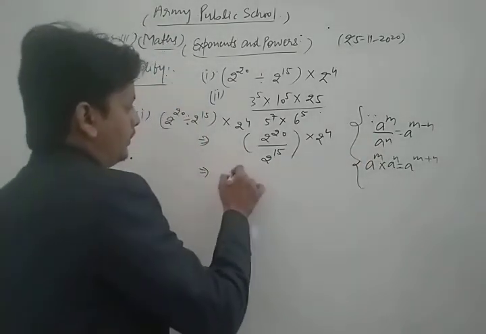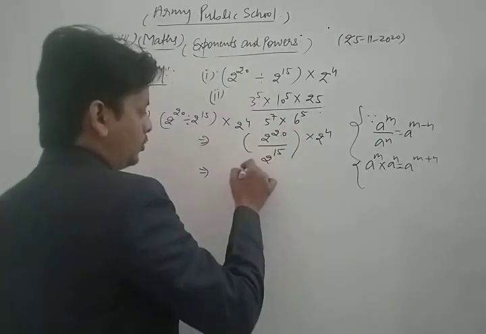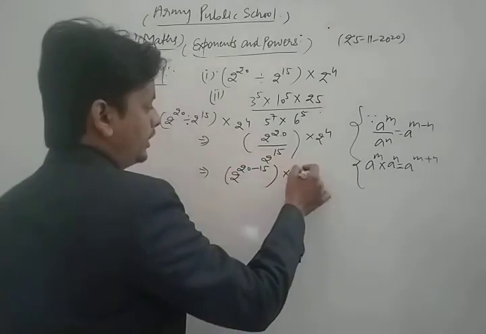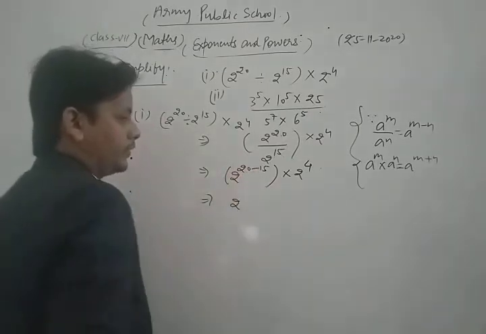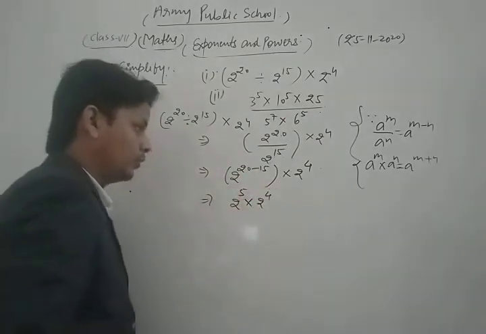Let's see. We get m and n, and the power bases are the same. So we write 2 power 20 into 2 power 4 as it is. So we get 2 power 20 minus 15, which is 5, into 2 power 4.